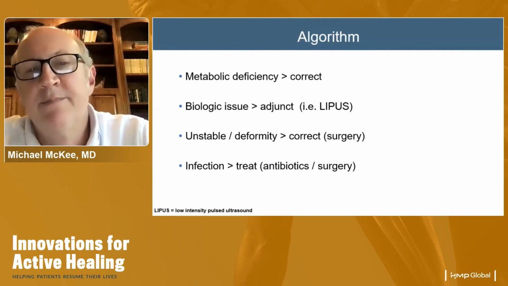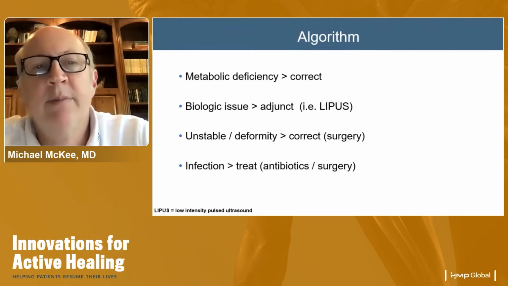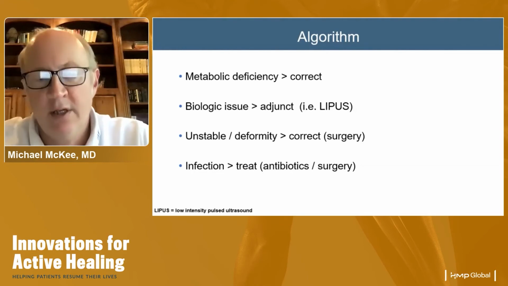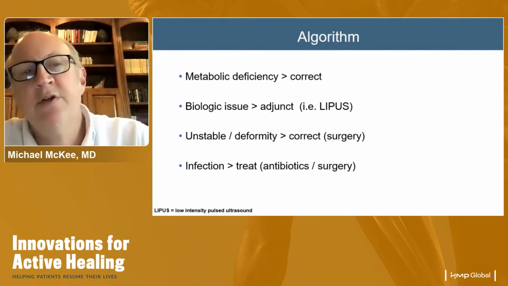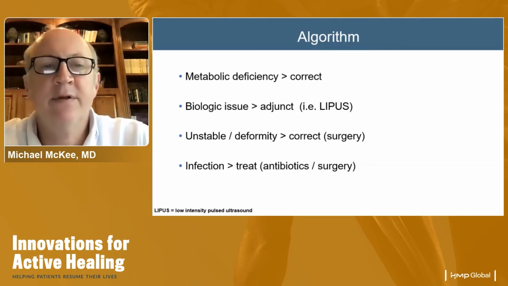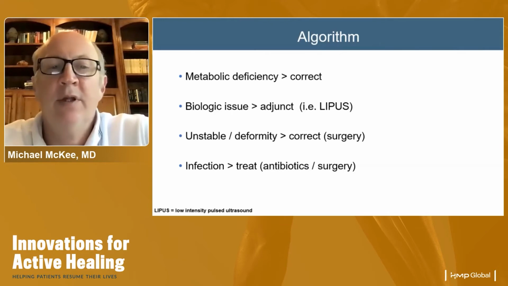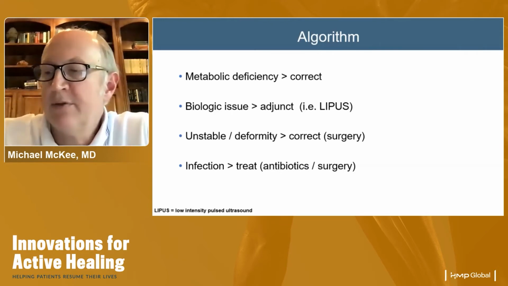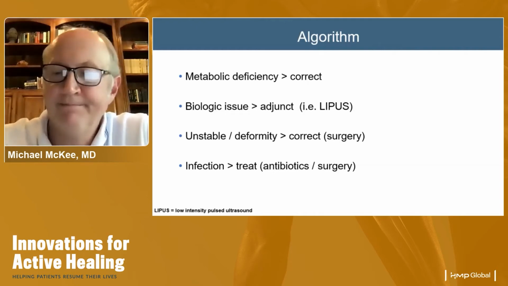So as a rough guide to the algorithm we're going to talk about, metabolic deficiencies, correct those if at all possible. We'll talk about smoking later. Correct as much as you can before you decide to operate on an individual. If it's a purely biological problem in an otherwise stable and well-aligned fracture, then adjuncts like LIPUS can make a big difference. Obviously, unstable, deformed, or infected cases usually are going to require some type of surgical intervention.